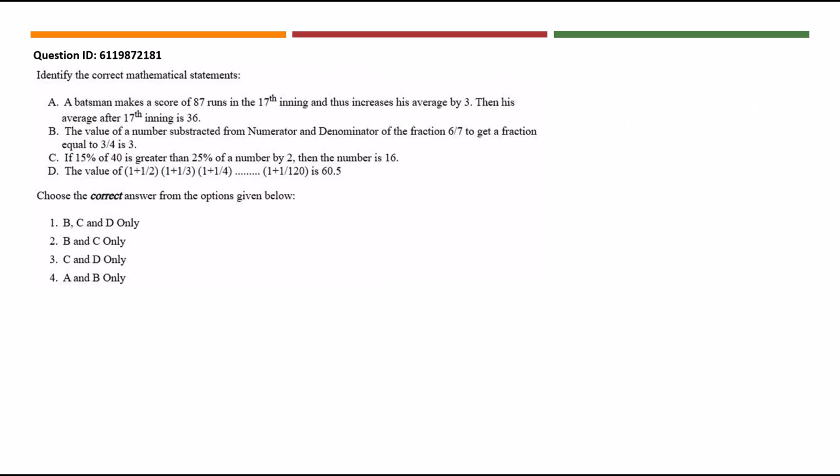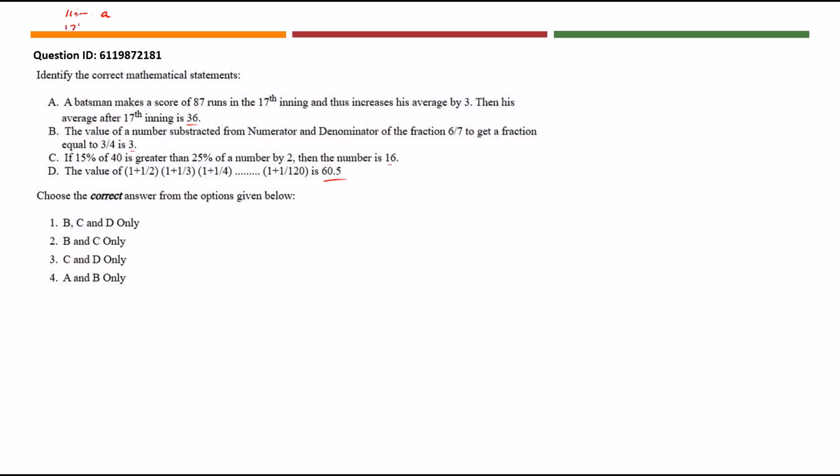Next question. Identify the correct mathematical statements. So, let's start with the first one. A batsman makes a score of 87 runs in the 17th inning and thus increases his average by 3. Then his average after 17th inning is 36. They did not give you the average value of 16 innings. So let's take the average value as A. This is for 16 innings.